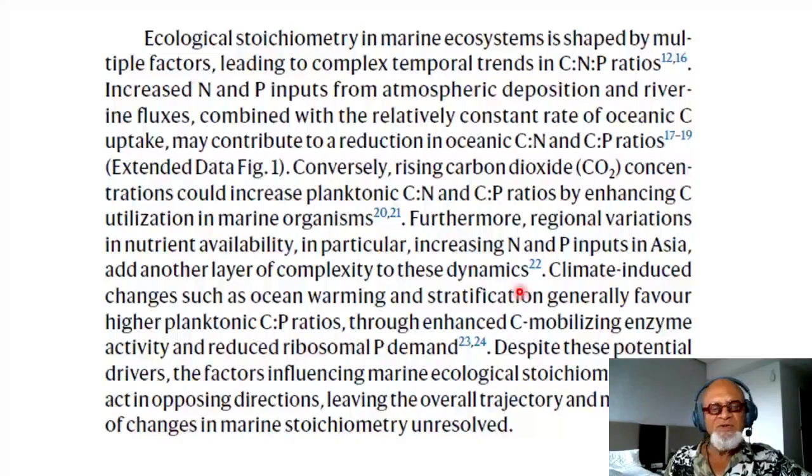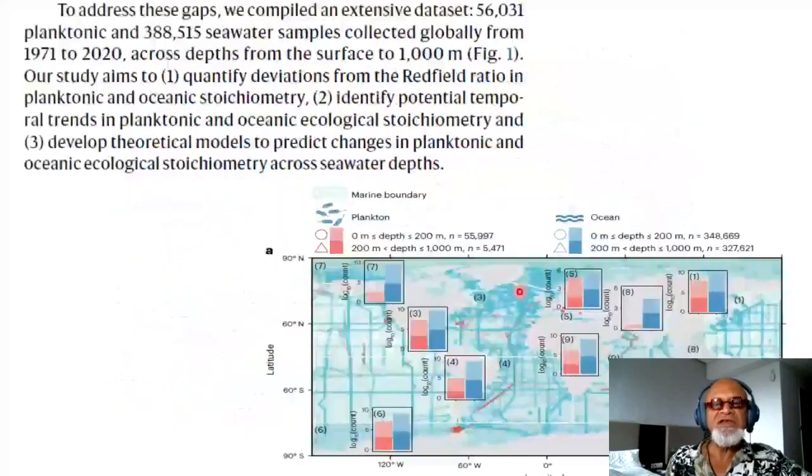Despite these potential drivers, the factors influencing marine ecological stoichiometry often act in opposing directions, leaving the overall trajectory and magnitude of changes in marine stoichiometry unresolved. So they are reporting what is seen in the data, but they are offering potential drivers and not necessarily the answers. To address these gaps, we compiled an extensive data set of what we mentioned before.